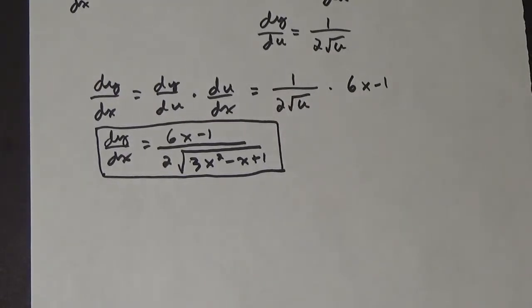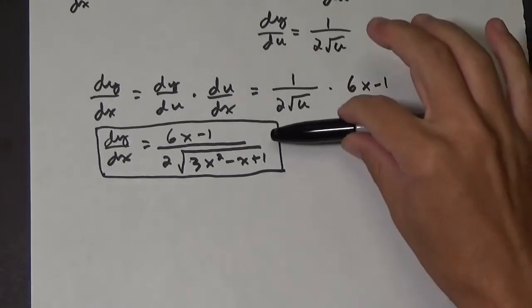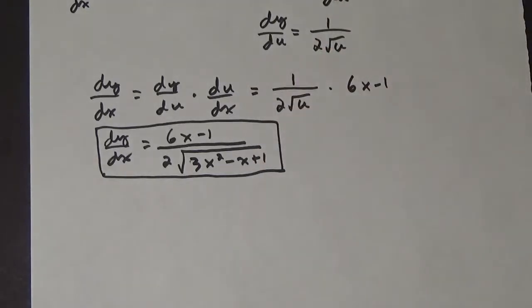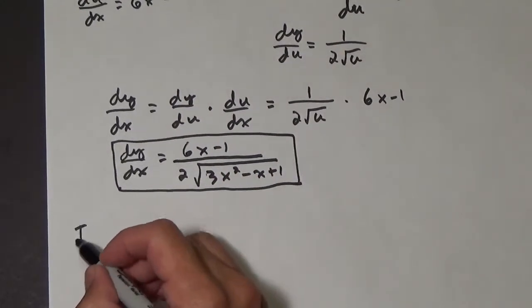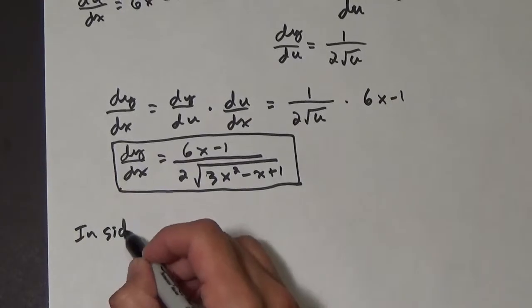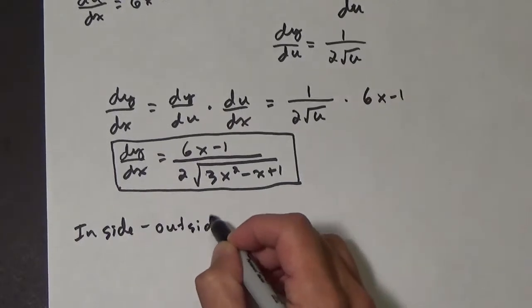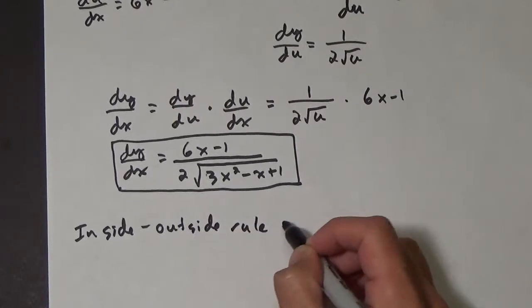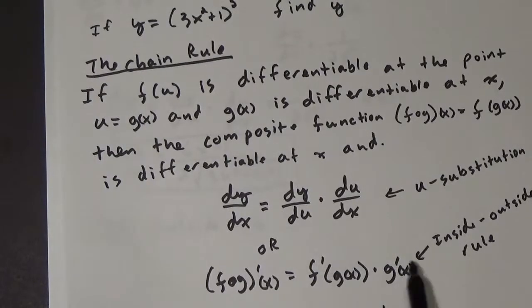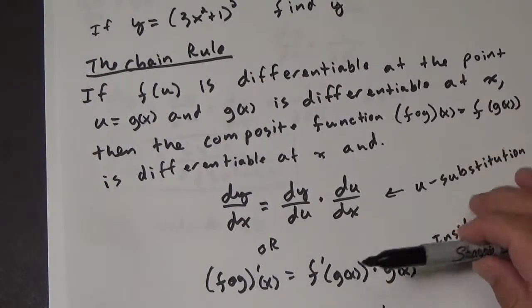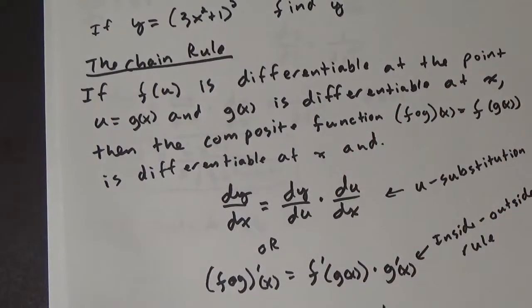Okay, so now that we have that, let's see if we can find the derivative of this composite function by using the inside-outside rule. Alright, so first let's write it out. You have the inside-outside rule. Okay, so now even though this looks a lot different than what we have up here, I mean, they are the same because it is the same rule.